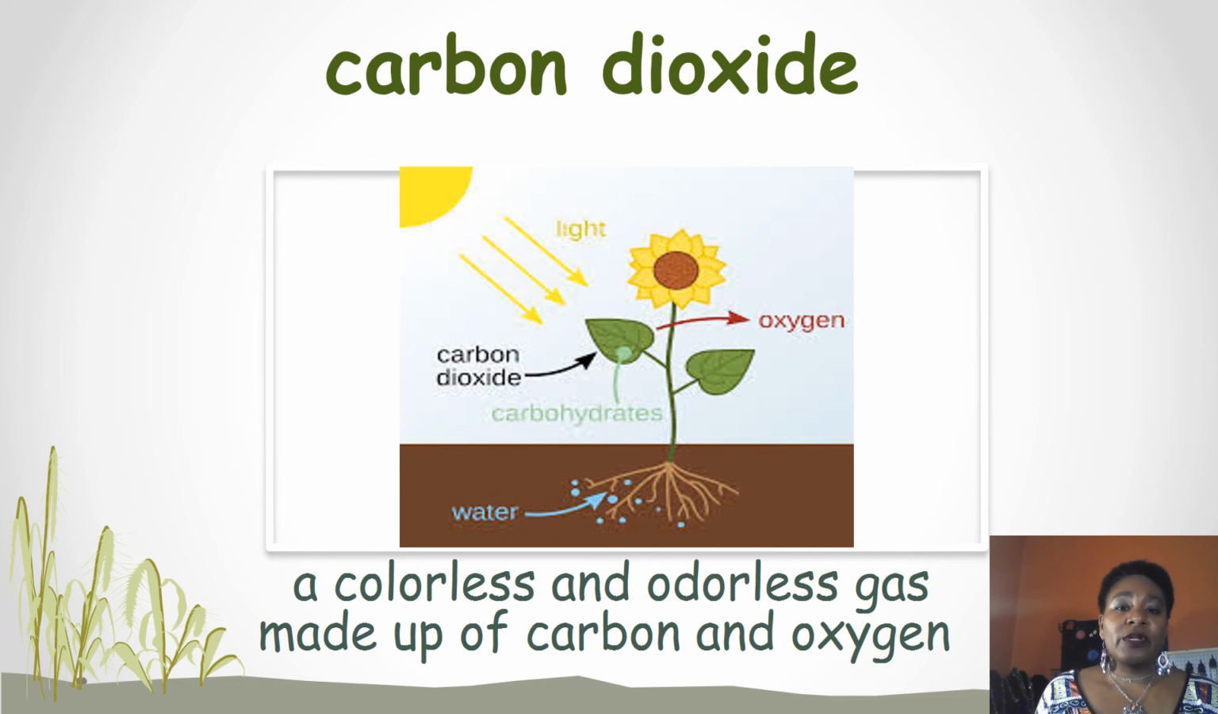Your first word, carbon dioxide. Carbon dioxide is a colorless and odorless gas made up of carbon and oxygen. If you look at the picture, you will see where the carbon dioxide is located on the leaf. So this is what carbon dioxide is. It is colorless and it is odorless. It's a gas that is made up of carbon and oxygen.